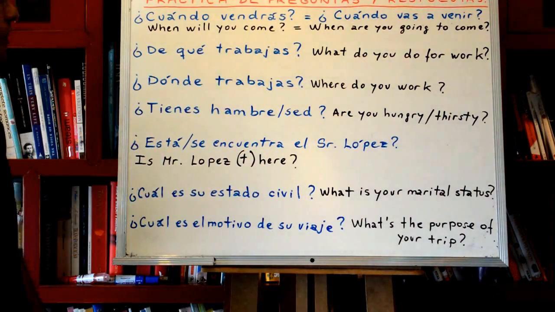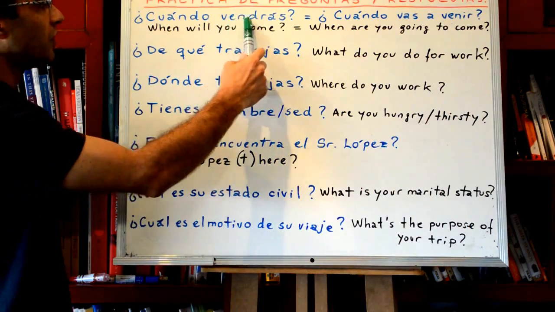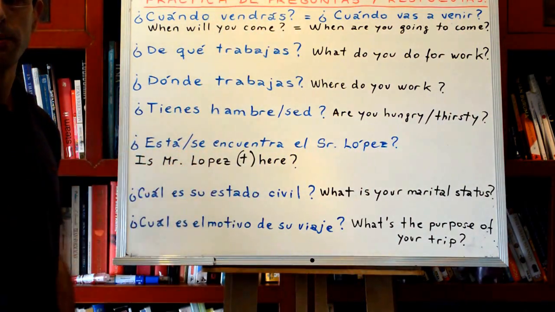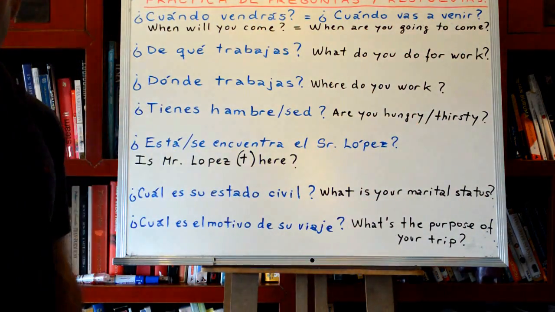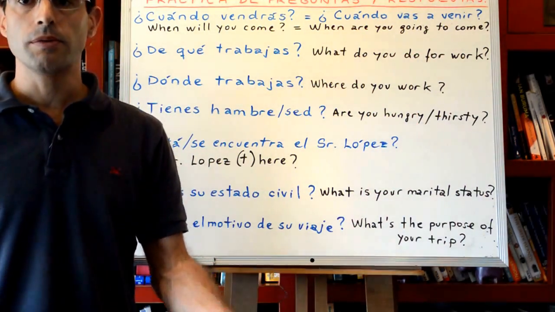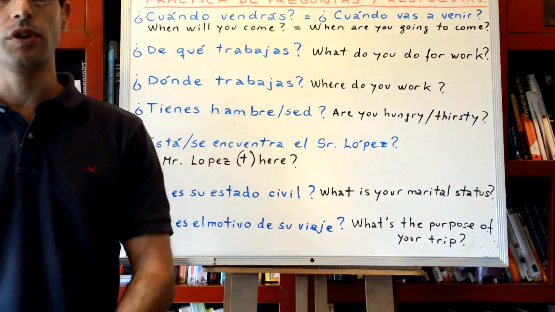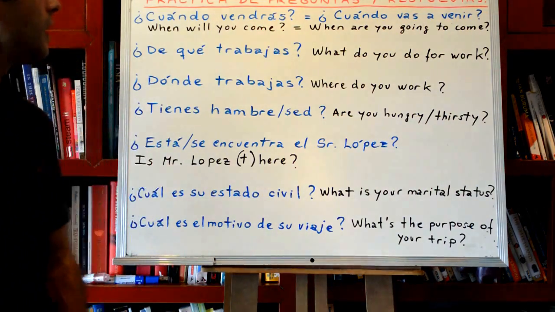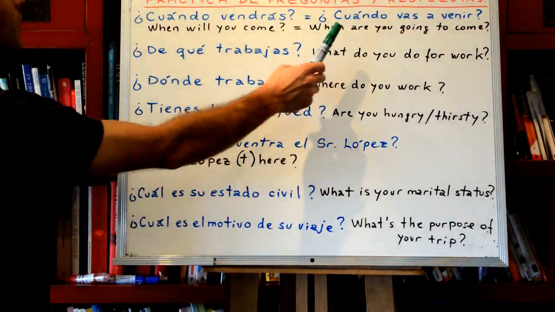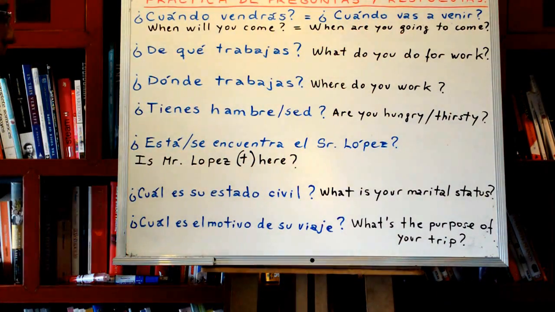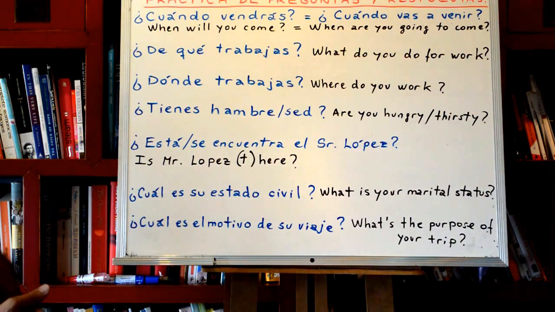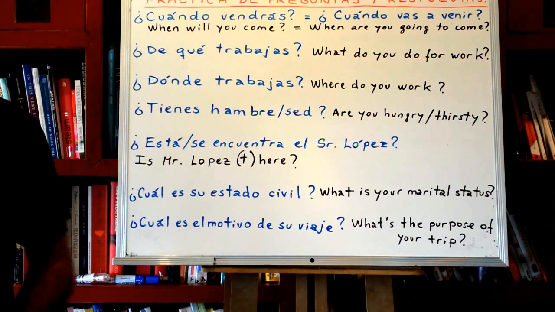The only difference is that this one is in simple future, will come, and this one is in progressive future, are going to come. Both futures mean the same thing, they are identical and they are used with the same purpose, okay? So, ¿cuándo vendrás? And ¿cuándo vas a venir? When will you come? And when are you going to come? How can we answer this? ¿Cómo podemos contestar a esto?